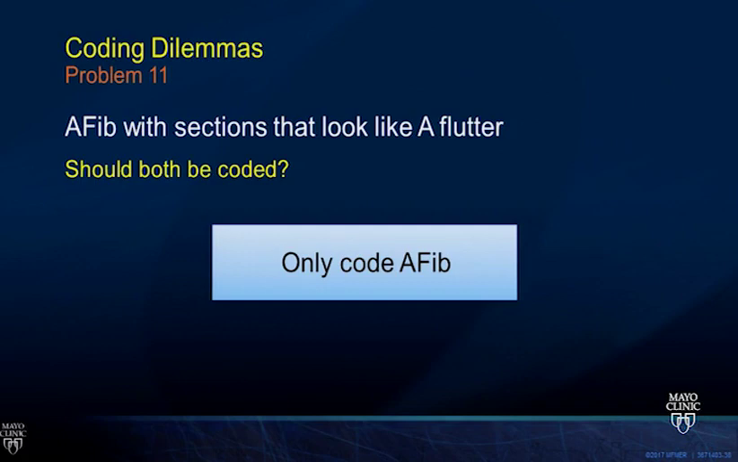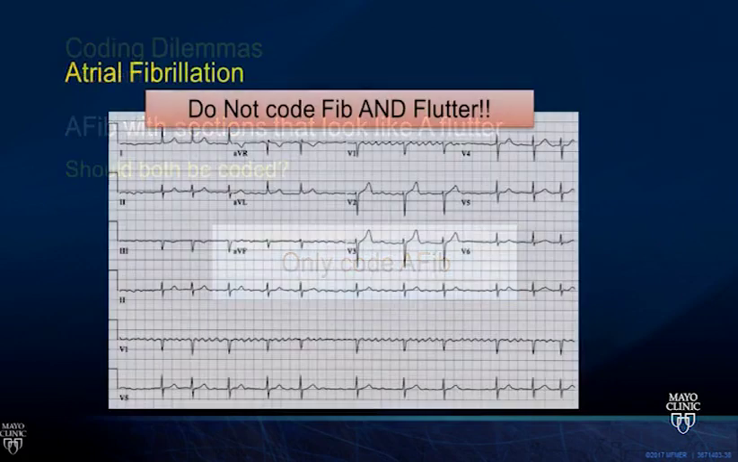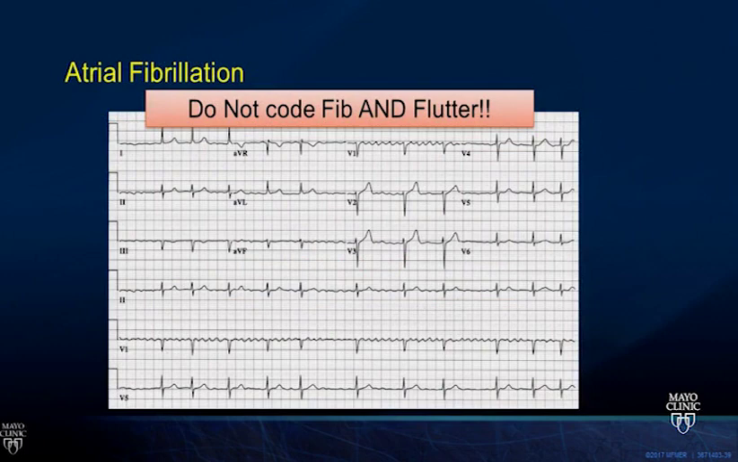And of course, that's more common anyway. So that's what you're going to see on the board. So don't code the two of them together. Here you could sort of say, well, there's a little bit of organization there. This kind of looks like this. But this is not a sawtooth thing. This is not CTI-dependent flutter, or cavo-tricuspid isthmus-dependent flutter. This is just a lot of fib. And that's what you should code it as.